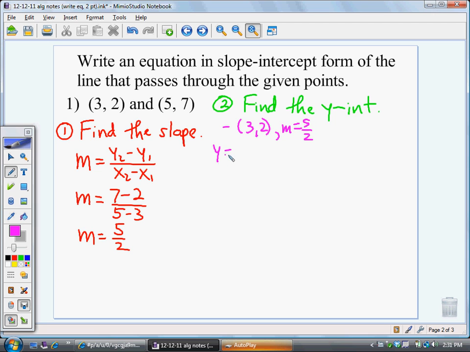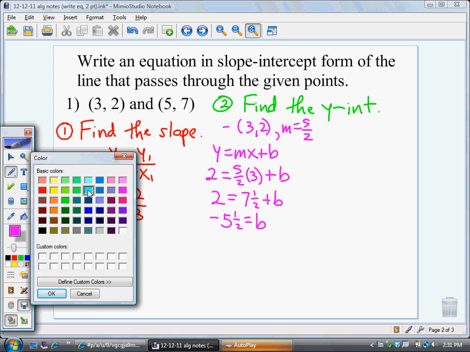You use the same formula, y equals mx plus b. And this is what you did in the last lesson. y is 2, m is 5 halves, x is 3, and you're trying to find the y-intercept b. So just solve. 5 halves times 3 is going to be 15 halves, which is 7.5. Subtract 7.5 from both sides, and you get negative 5.5 is equal to b.